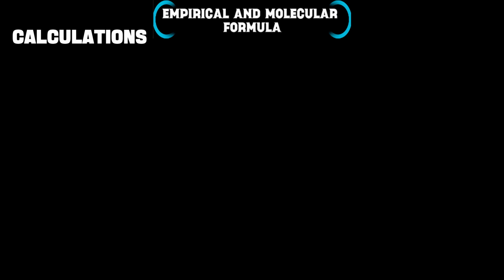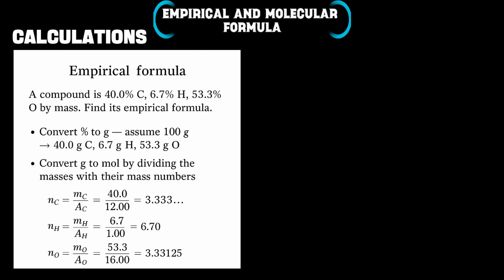Calculations. Both empirical and molecular formula can be calculated with given parameters. Empirical formula, EF. A compound is 40% carbon, 6.7% hydrogen, 53.3% oxygen by mass. Find its empirical formula. So those percentages can simply be converted to gram, assuming it is 100 gram, because 40% is 40 gram, 6.7% is 6.7 gram, 53.3% is 53.3 gram of oxygen.